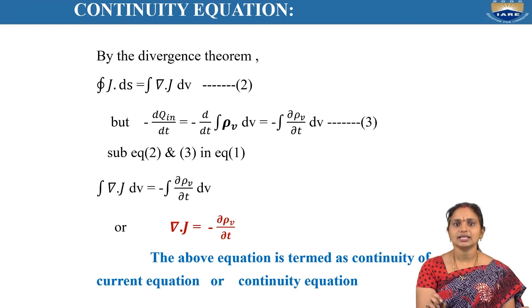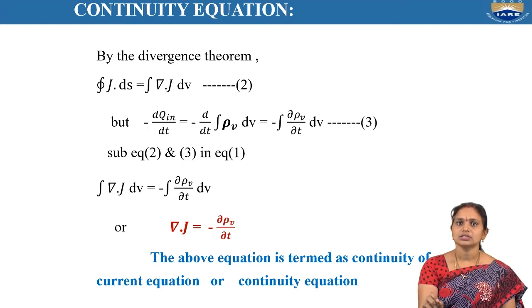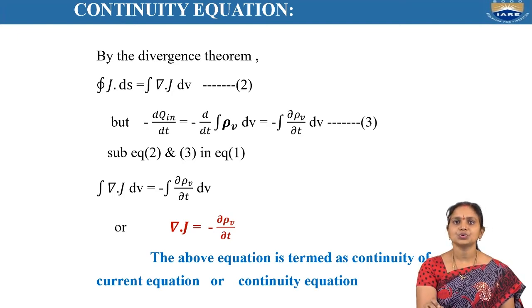So now here the vector is current density, which is J. Closed integral J dot dS is equal to the divergence of the same vector, that means divergence del dot J, integrated over the volume. That is represented with equation 2 here.